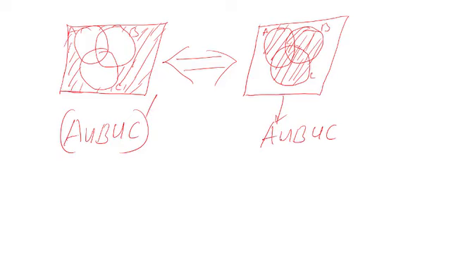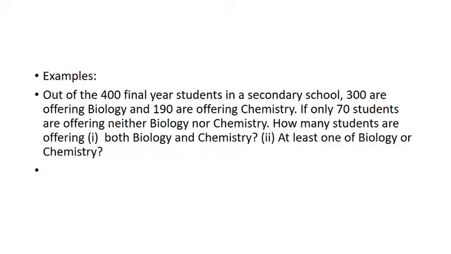Now I would like us to solve a question on sets. They said out of 400 final year students, so the total number of persons in that class is 400. That is what they are telling us. Out of 400 final year students in a secondary school, so there are 400. 300 are offering biology. Remember, they said biology.